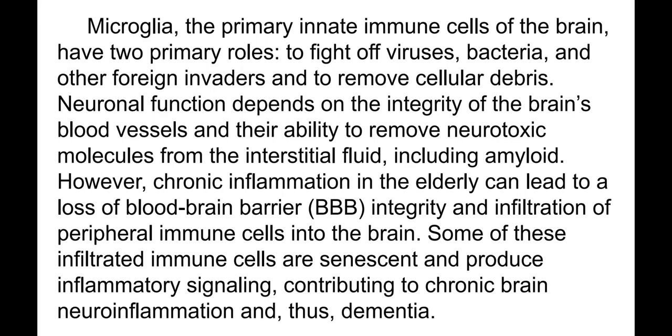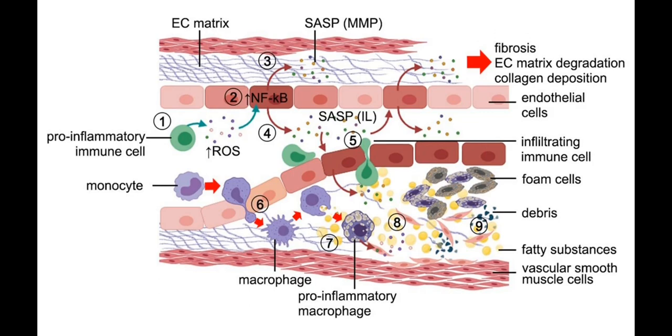However, chronic inflammation in the elderly can lead to a loss of blood-brain barrier integrity and infiltration of peripheral immune cells into the brain. Some of these infiltrated immune cells are senescent, and they produce inflammatory signaling, contributing to chronic brain neuroinflammation and thus dementia. Here schematically is shown what is happening with blood vessels in the brain. The same as in the aorta, and the same as in other blood vessels.